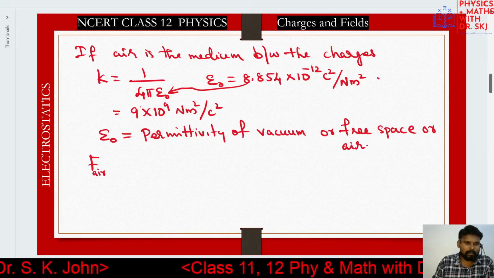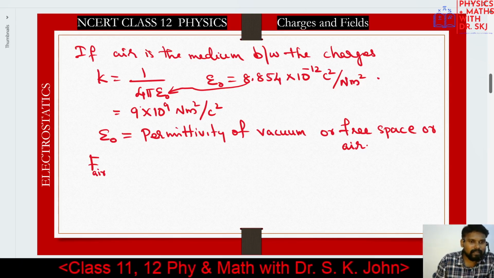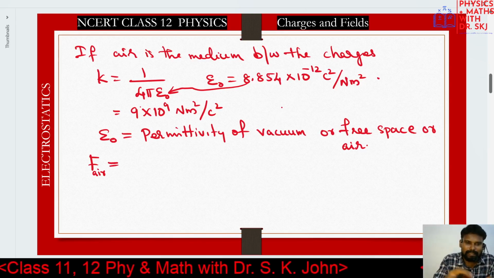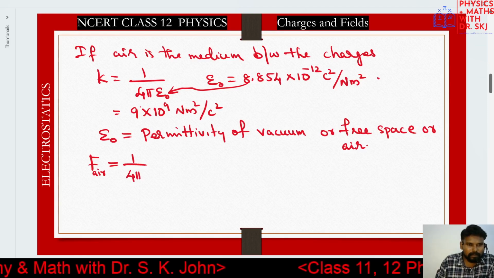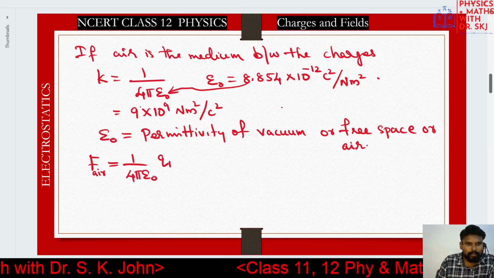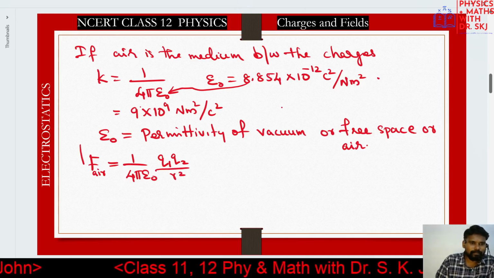I will write F air. Don't read it as F air, it's F subscript air. The force between the charges when they are placed in air is 1 by 4 pi epsilon 0 q1 q2 divided by r square. This is the force.